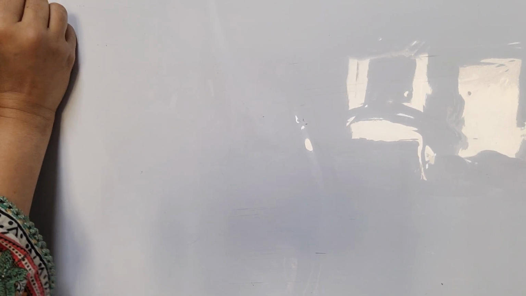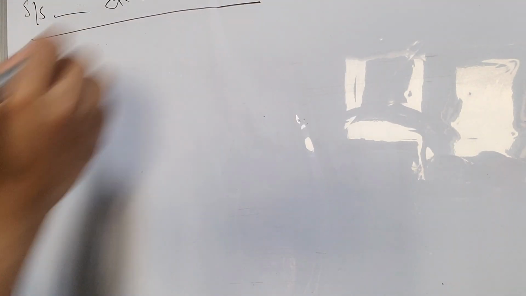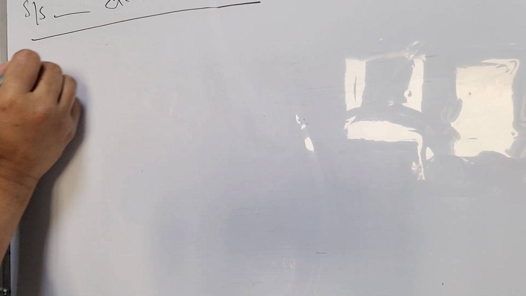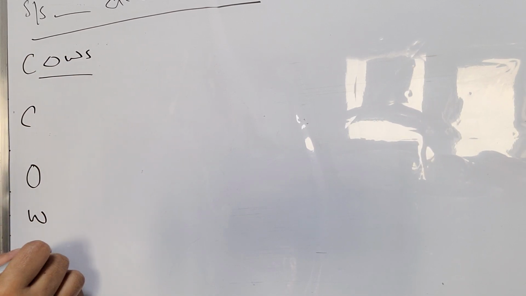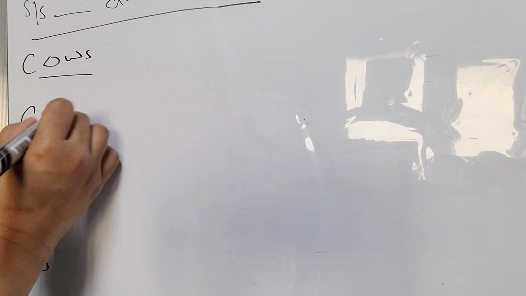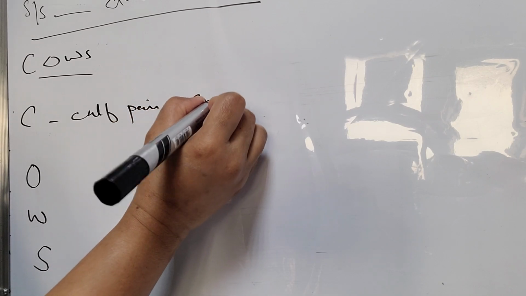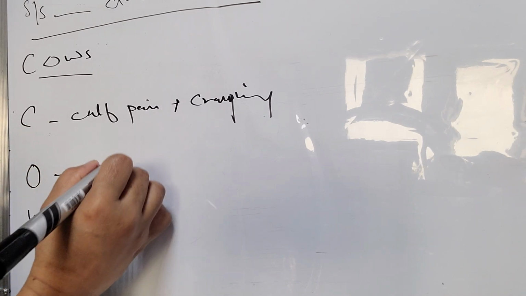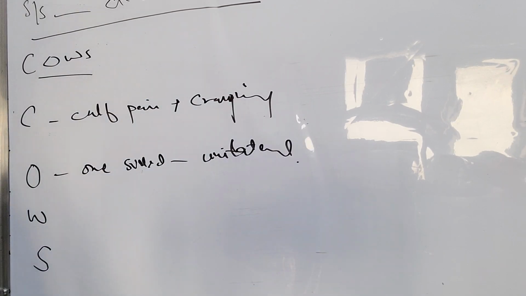Now we will talk about the signs, symptoms or clinical features. So once the patient comes, what will happen? Keep in your mind COWS. C-O-W-S. C means calf pain and cramping. O, one-sided, it is always unilateral. One calf will be large in size and there is pain or cramping.